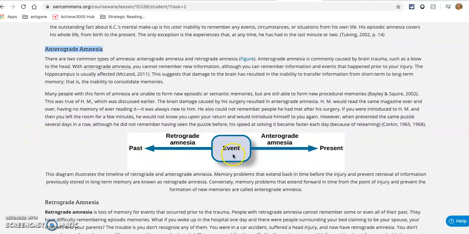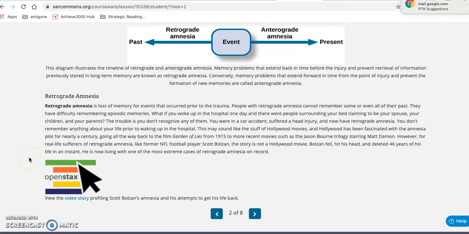I see this diagram. It talks about past and present. The event is in the middle. Retro is on one side. Anterograde is on the other. One thing I might know about retro, and for those of you who maybe took the prior reading class, retro means back. And so that might be something that I can use to help me. So retrograde amnesia maybe has something to do with the past. And again, it's in this direction. So that might be something that I can connect to. I also see retrograde amnesia here again as a bolded word, a vocab word, wondering if it maybe isn't a connection or an opposite of anterograde amnesia.